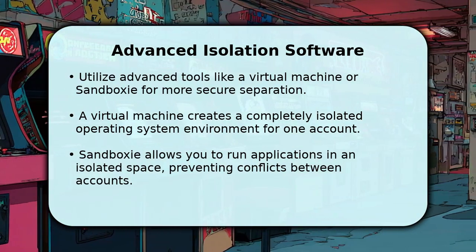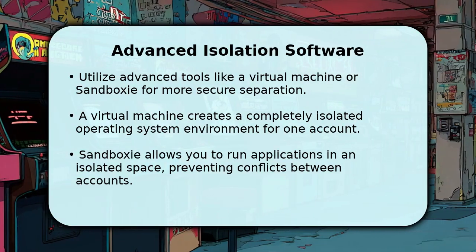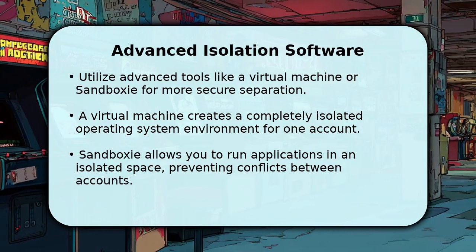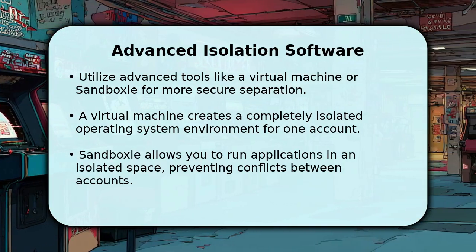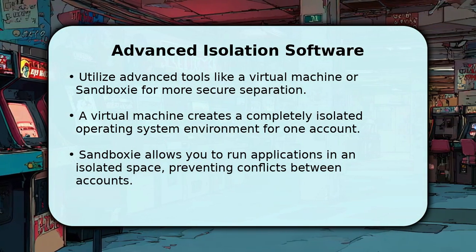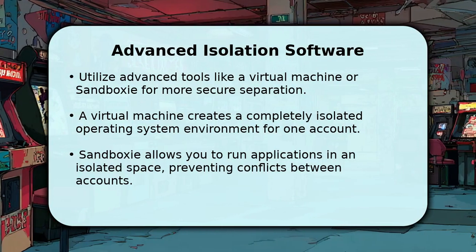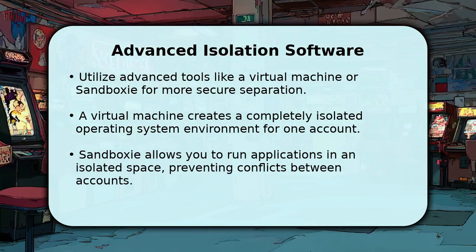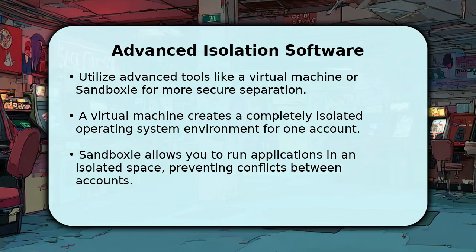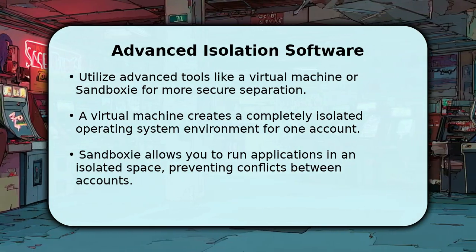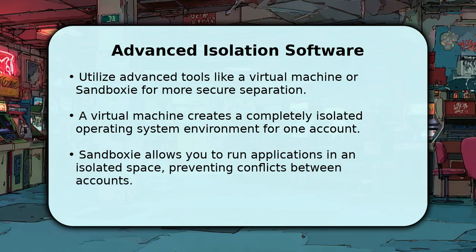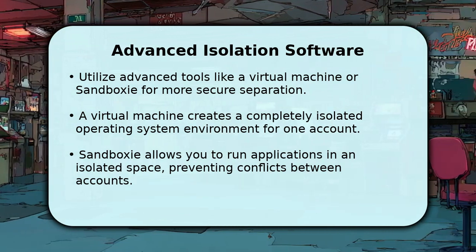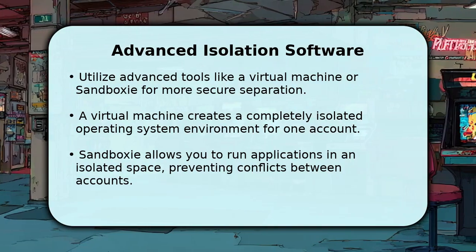A virtual machine, like VirtualBox, creates an entirely separate operating system within your computer, where you can install Roblox and run a second account without any interference from your main system. Alternatively, tools such as Sandboxie Plus allow you to run applications in an isolated environment, ensuring each Roblox instance operates independently and securely. This method provides robust protection for your account data.